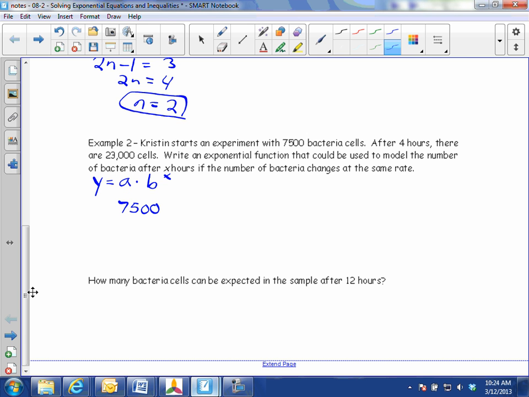23,000 is the y. Why? Because it's what you want. So that's the square time. That's how that comes up.